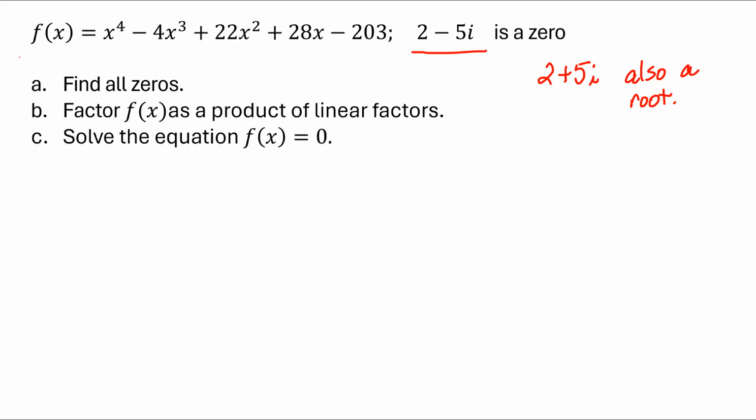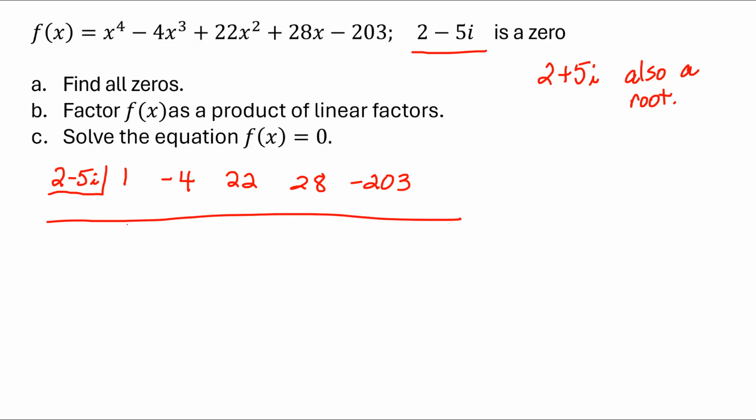We're going to start out by dividing by 2 minus 5i. So our coefficients are 1, negative 4, 22, 28, and negative 203. And so we'll bring down the 1 and multiply 1 times 2 minus 5i, which is 2 minus 5i. And then we'll add that to negative 4, which will give us negative 2 minus 5i. And then we're going to multiply negative 2 minus 5i times 2 minus 5i. I'm going to do that over to the side just because it's not something that I can easily do in my head.